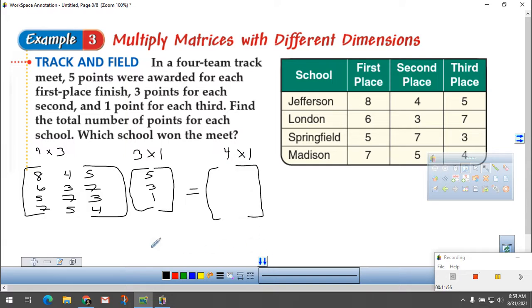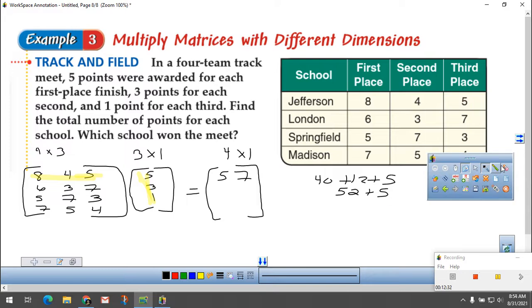And the way we're going to do that, again, is row times column. So 8 times 5 plus 4 times 3 plus 5 times 1. So I'm going to have 8 times 5 is 40, plus 4 times 3 is 12, plus 5 times 1 is 5. So that would give me 40 plus 12, 52, plus 5, that would give me 57 for Jefferson. So that's how many points Jefferson was awarded.